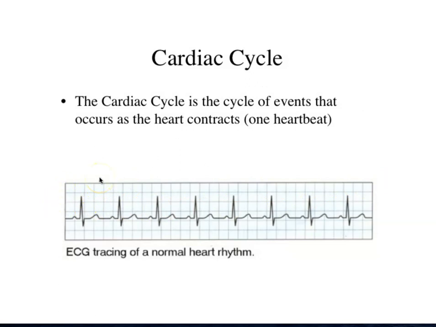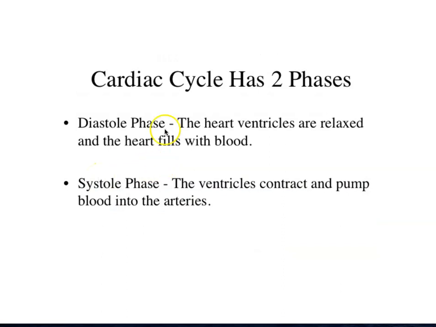So what happens in one heartbeat? Well, the cardiac cycle has two phases. Diastole, that's when the heart ventricles are relaxed and the heart is filling up with blood. And systole, this is when the ventricles are contracting and they're pumping the blood out into their respective arteries, either the pulmonary arteries or the aorta.